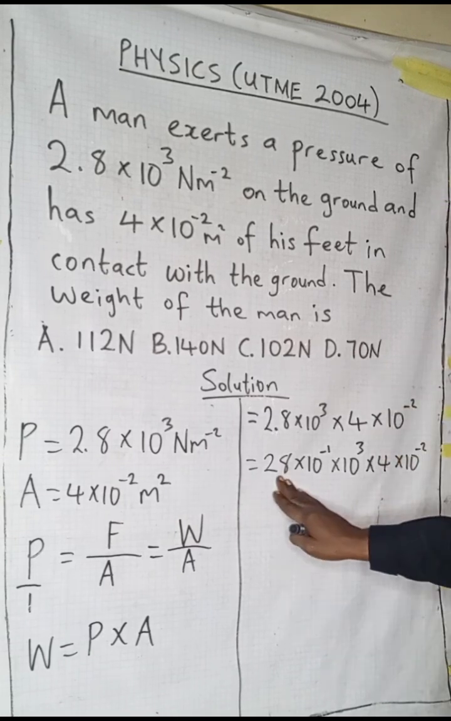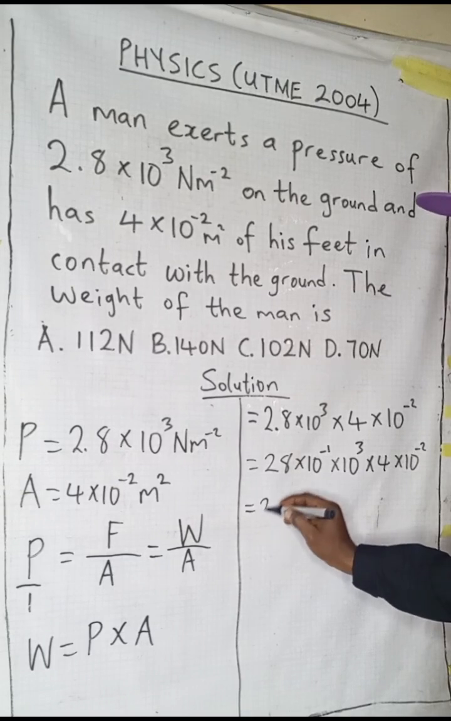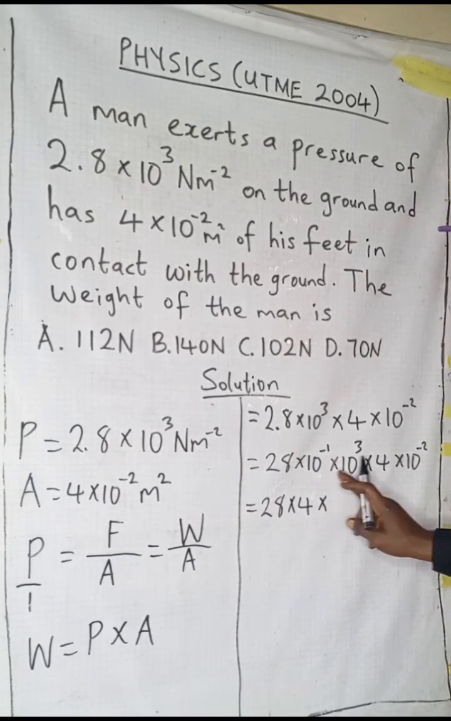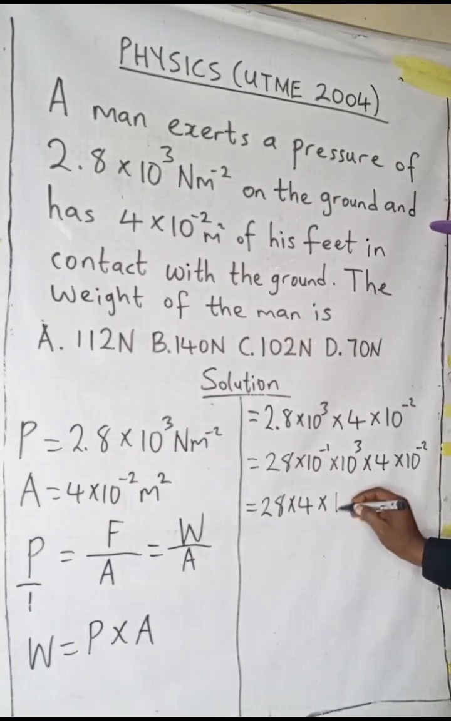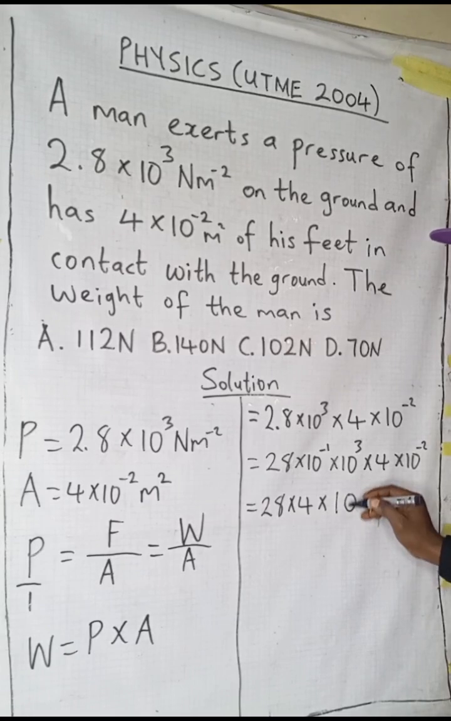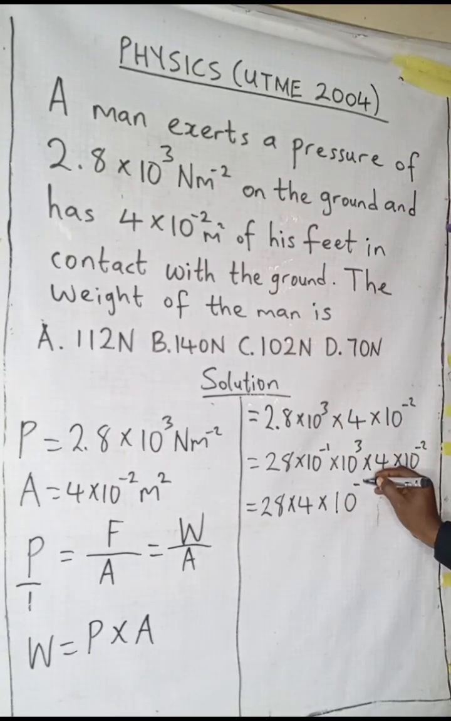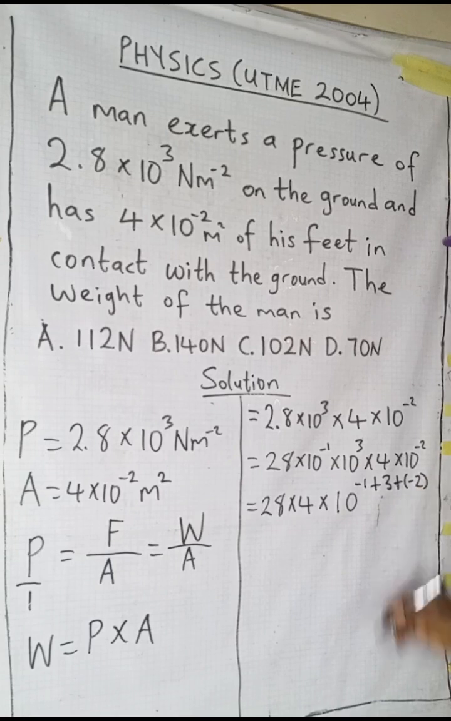Now I will bring the whole numbers together, 28 and 4. When I bring the whole numbers together, they will multiply. The numbers I have here are in what form? Index form. Now, according to the laws of indices, we just pick one base and we add the powers since they are all multiplying. So we have -1 plus 3 plus what? -2.